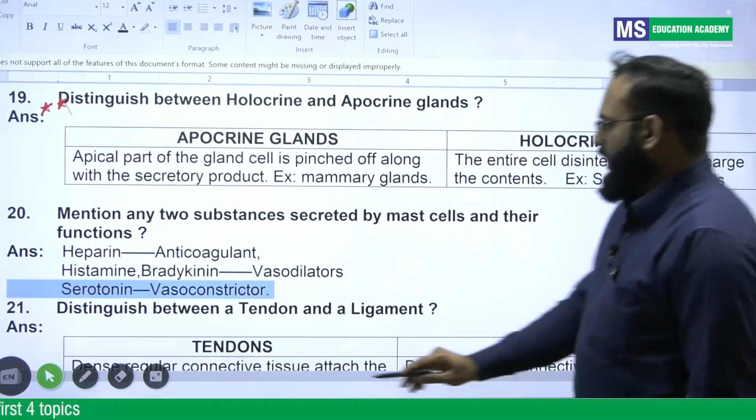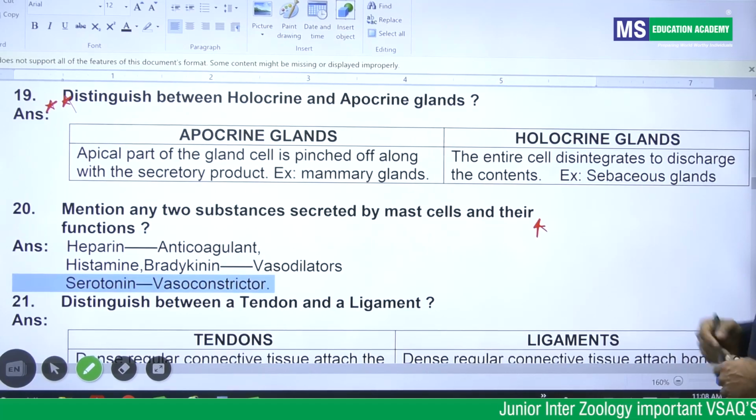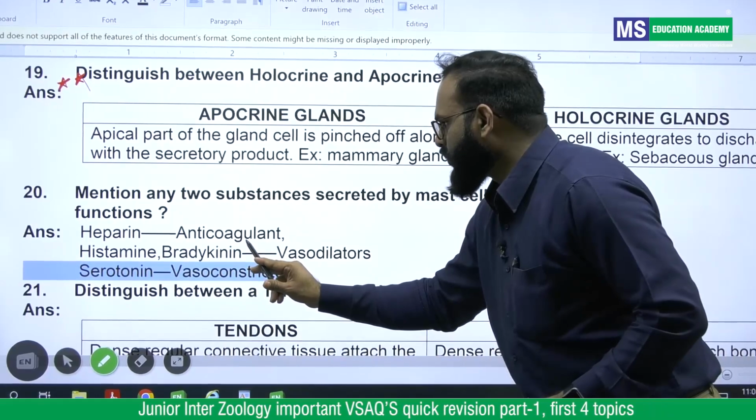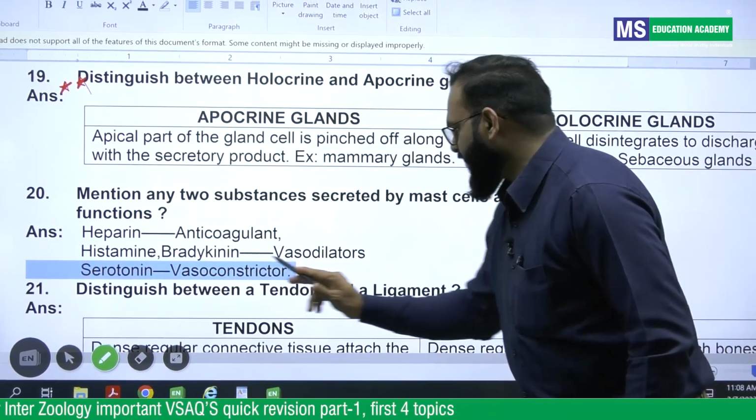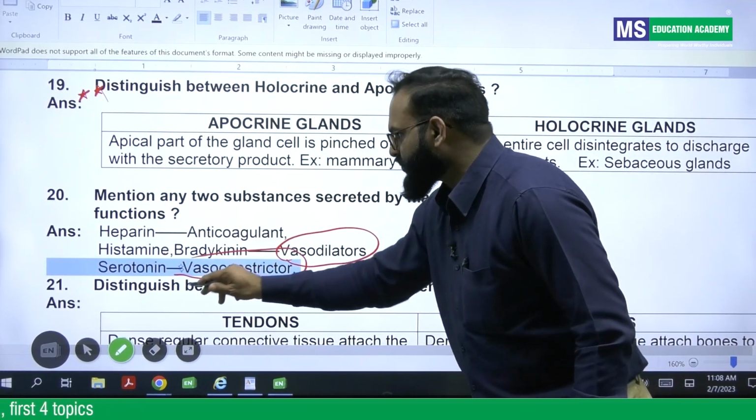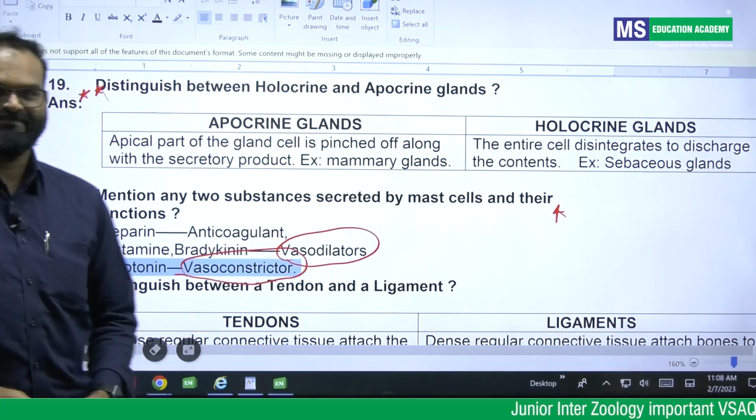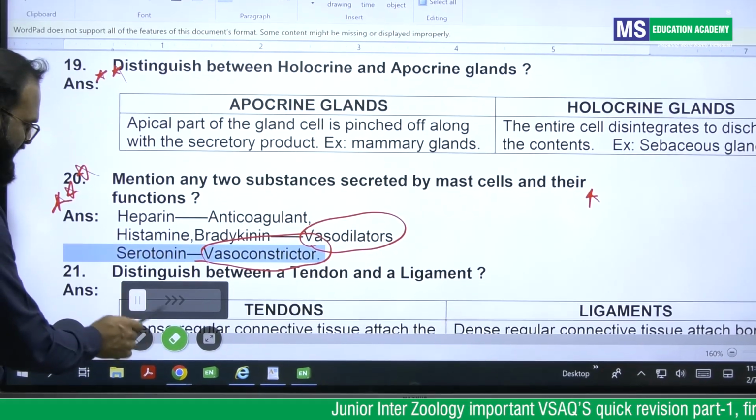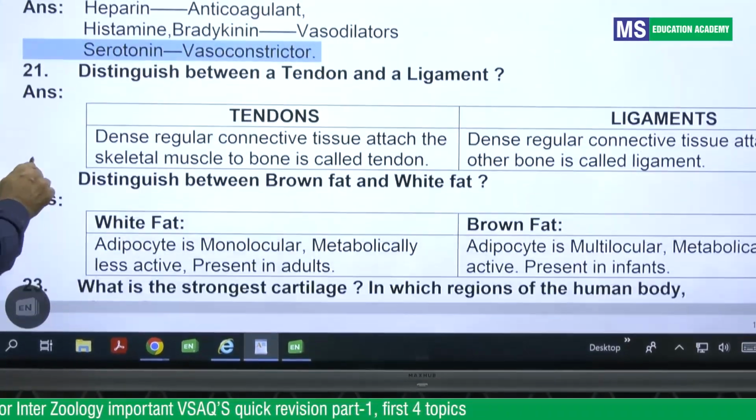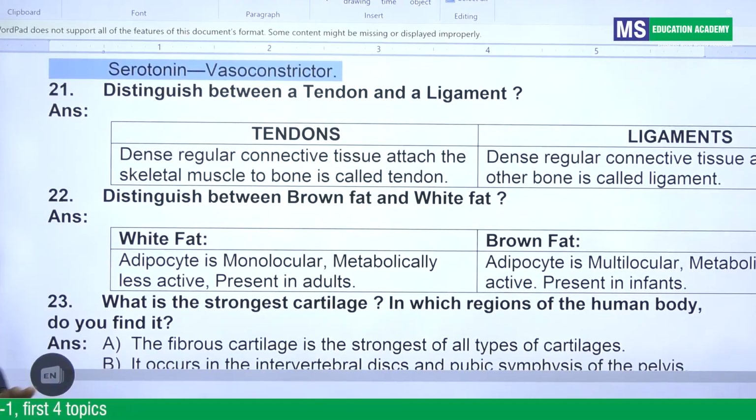Right. Another important question, students: mention any two substances secreted by mast cells and write their functions. Heparin, anticoagulant. Histamine, bradykinin, vasodilators. Serotonin, vasoconstrictor. Students, again I am giving triple star to this question. स्टूडेंट्स देखिए, लंबा क्लास है, सिंगल शॉट है, आपको बहुत सारे VSAQs रिवाइज हो जा रहे हैं.